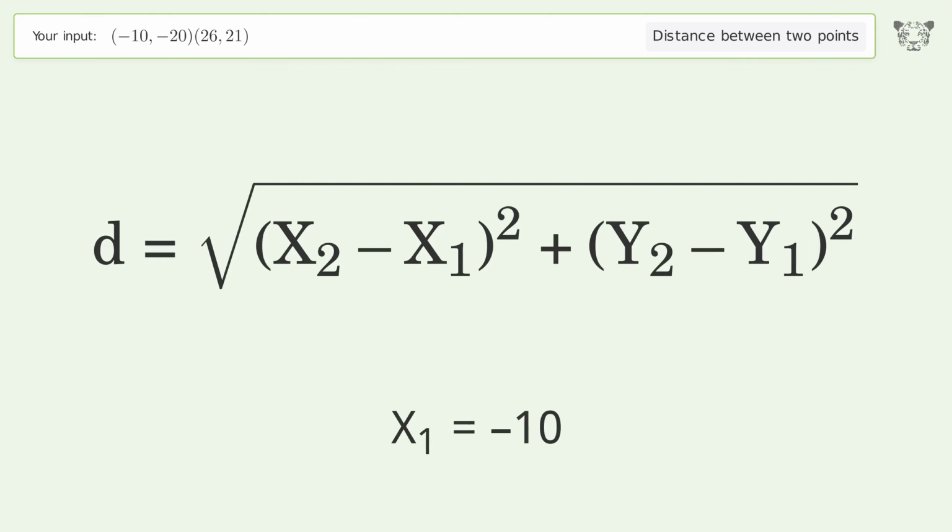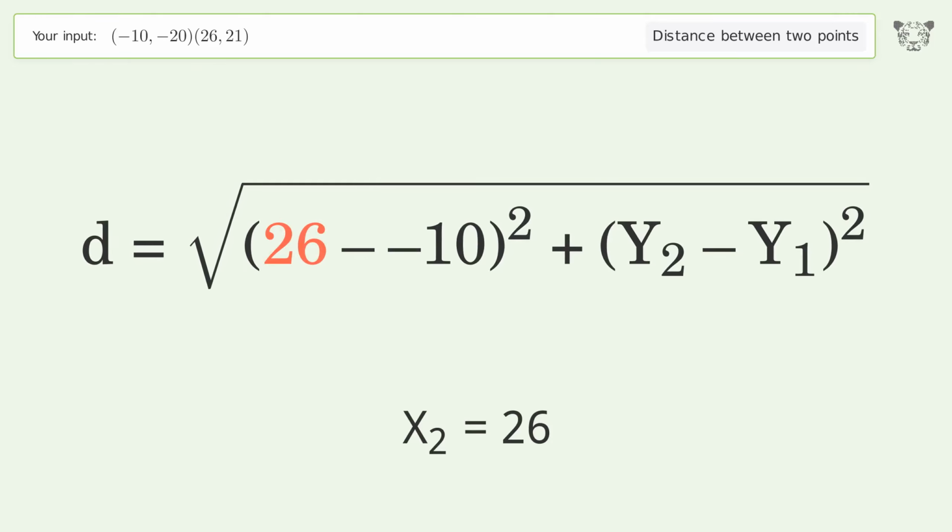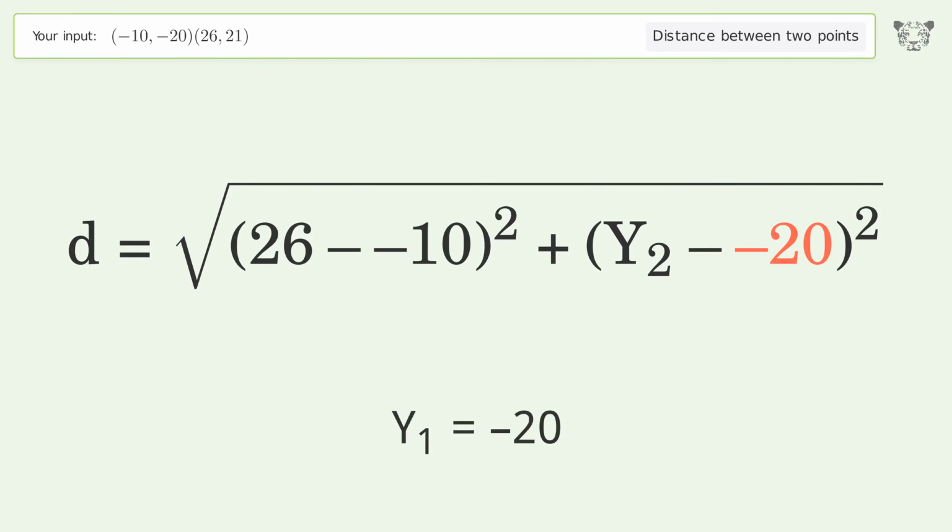x1 equals -10. x2 equals 26. y1 equals -20. y2 equals 21.